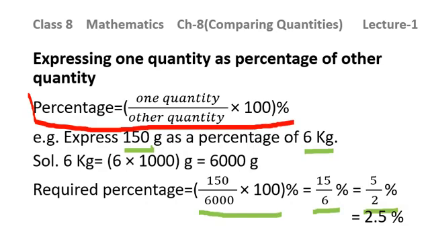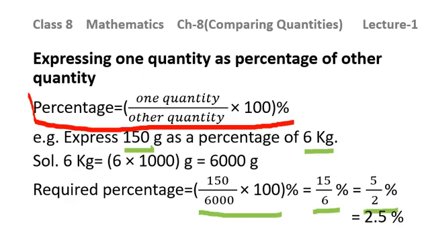Percentage is equal to one quantity over the other quantity into 100%. Let us see this with the help of an example. Express 150 grams as a percentage of 6 kilograms.